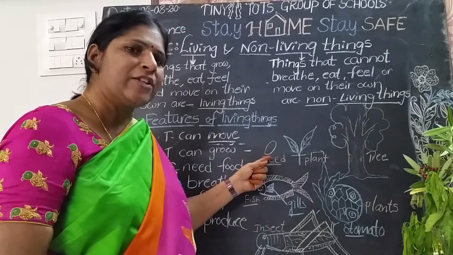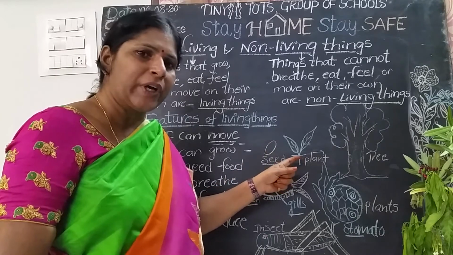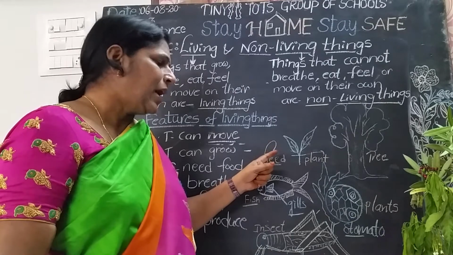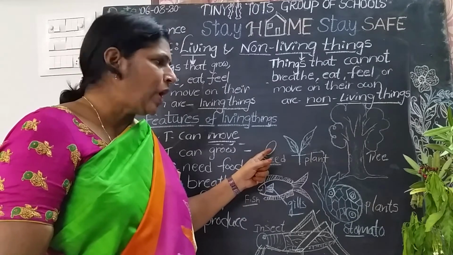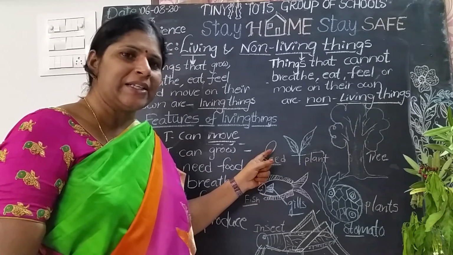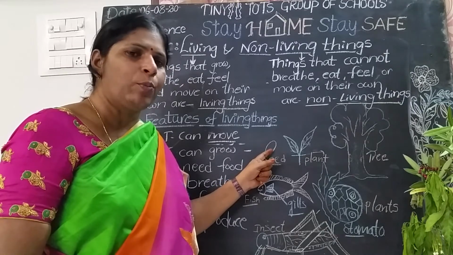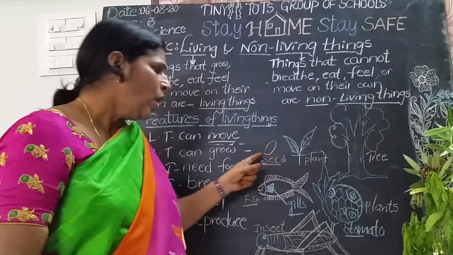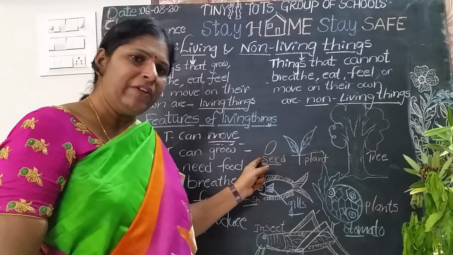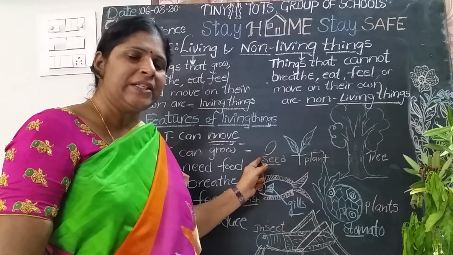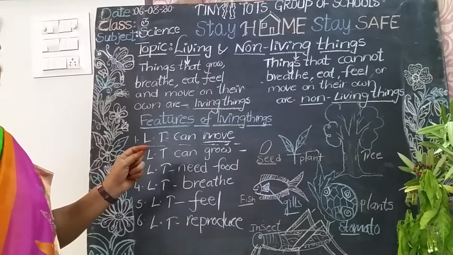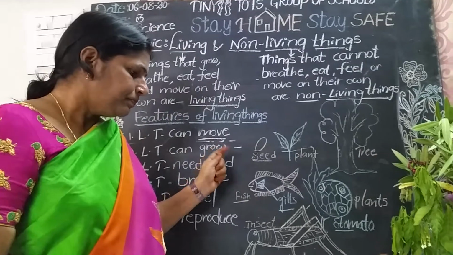The plants also grow throughout their lifetime. Animals and plants grow throughout their lifetime, but we do not grow throughout our lifetime. After 18 or 19 years, our growth will stop because the bones cannot grow. So all living things can grow. Is it clear? All living organisms increase in size. Grow means all plants and animals grow with time.